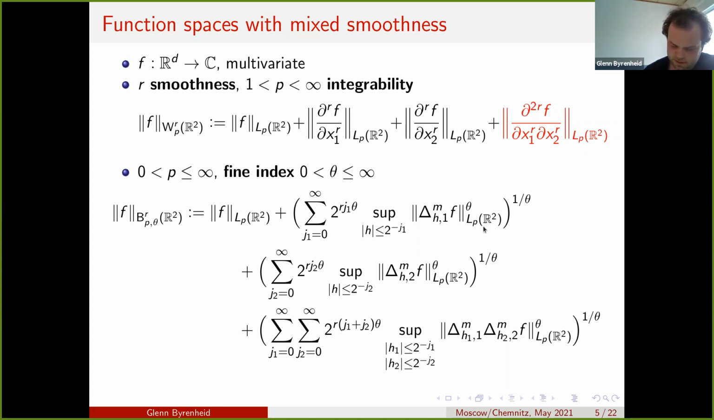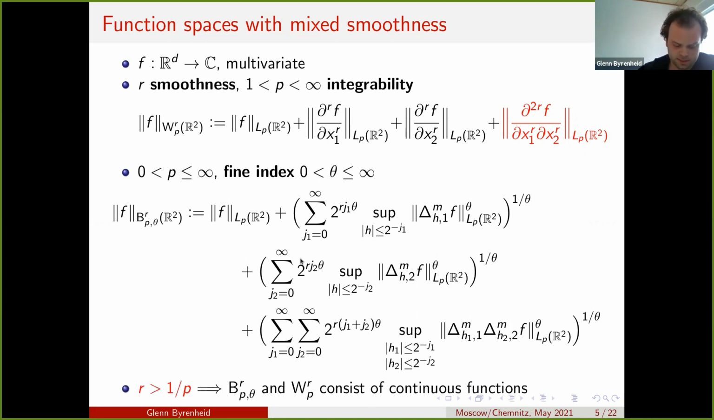So here we have some modulus of continuity. The first one acts in the first direction, this one acts in the second direction, and this one acts in the first and the second direction simultaneously. For that reason, it's also a space with so-called dominating mixed smoothness. The fine index here says how to sum up these moduli of continuity with some weight in front, giving us the smoothness.